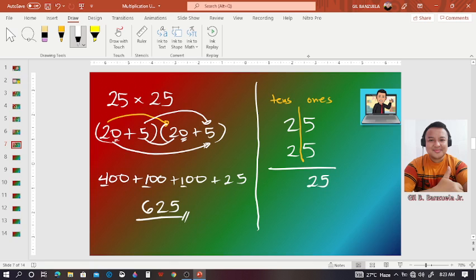25 na agad yun. Now, here's the thing. Yung nasa tens place natin, parehong 2. Itatanong lang natin, anong susunod sa number 2? Siyempre, 3. Diba? Then, i-multiply na natin yung 2 sa 3. And that is equal to 6. At yun yung 625.